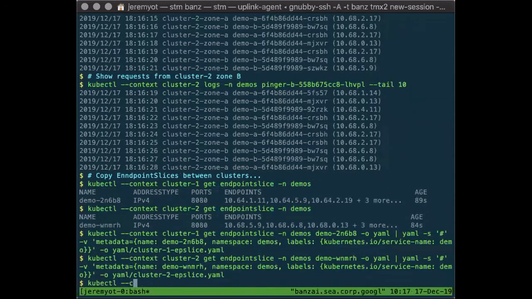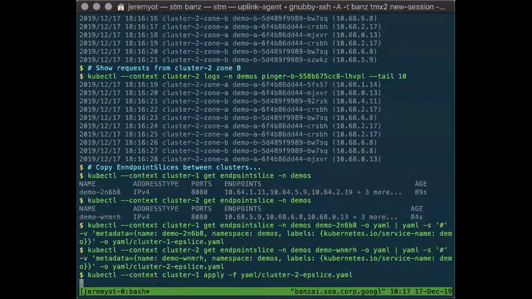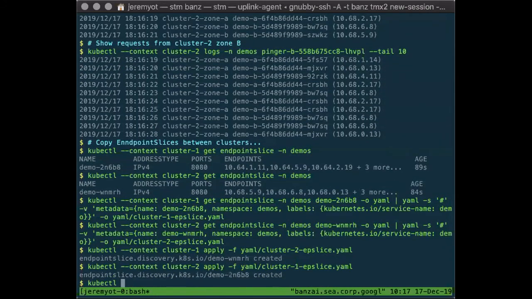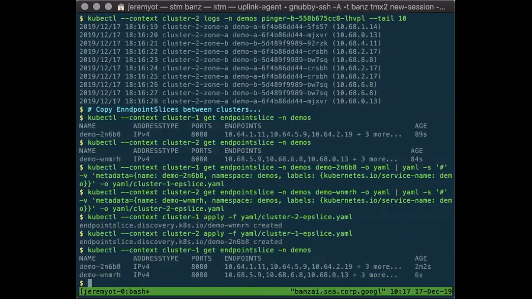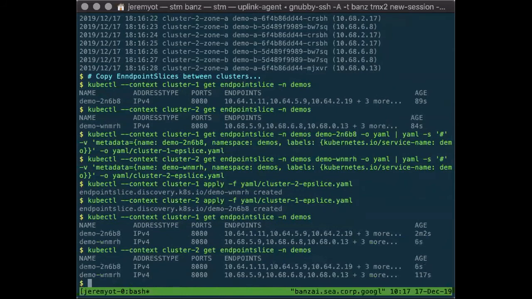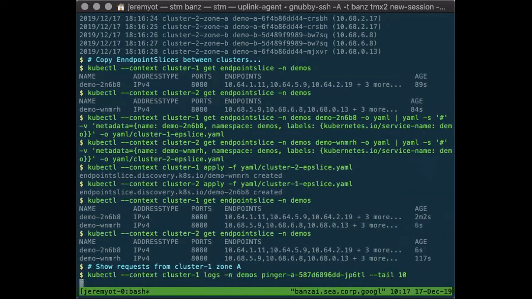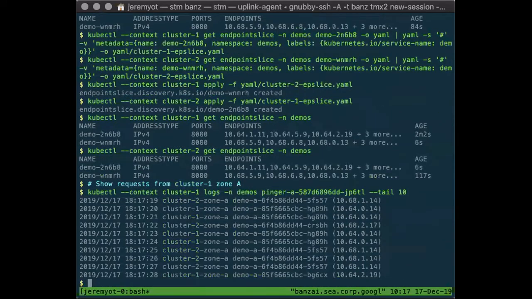So I've got 1 endpoint slice I pulled down from each cluster. Now I'm going to apply the cluster 2 endpoint slice to cluster 1 and vice versa. And now we'll see the endpoints. There I've got now 2 endpoint slices in cluster 1 and 2. The older one is still managed by the endpoint slice controller, but the new one is a manually managed one. Now if I look at the logs from the cluster 1 zone A pinger service, I can see that it's actually talking across both clusters, but still in zone A. So it's respecting the topology.